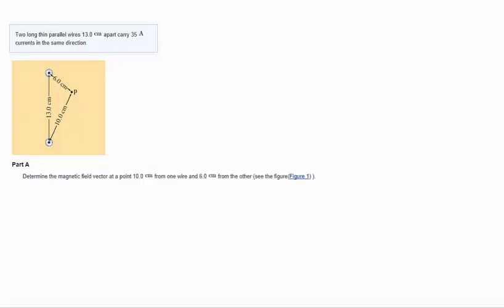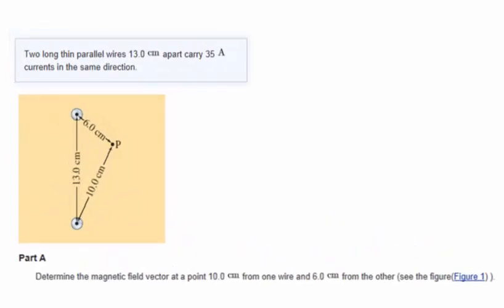Two long, thin parallel wires, 13 centimeters apart, carry 35 amp currents in the same direction. We are to determine the magnetic field at the point which is 10 centimeters from one wire and 6 centimeters from the other wire, as shown in the figure.